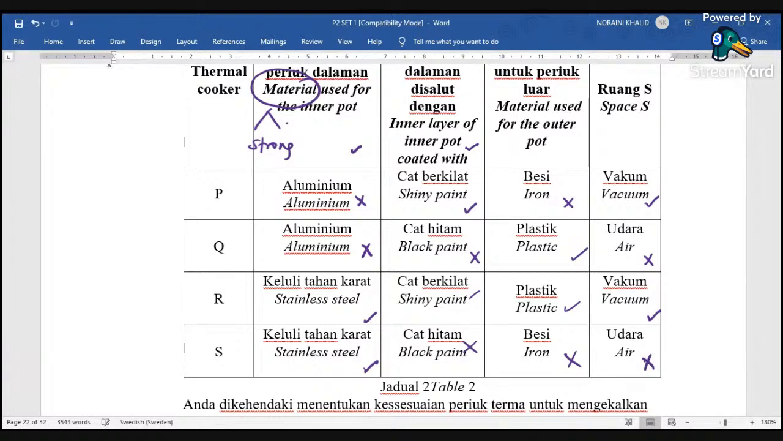Okay. Now we check which one has the most tick. You can see R. Okay. 4 ticks for R. So I will choose R. So to answer this question, you need to choose first, then only you explain. Pilih dulu, baru you jawab. Okay? Jangan terus jawab baru nak pilih. Pilih dulu, baru jawab.